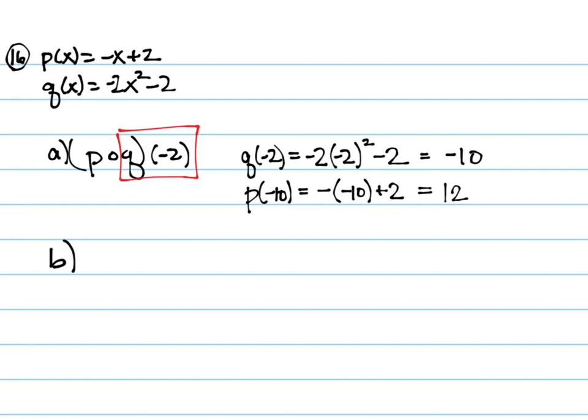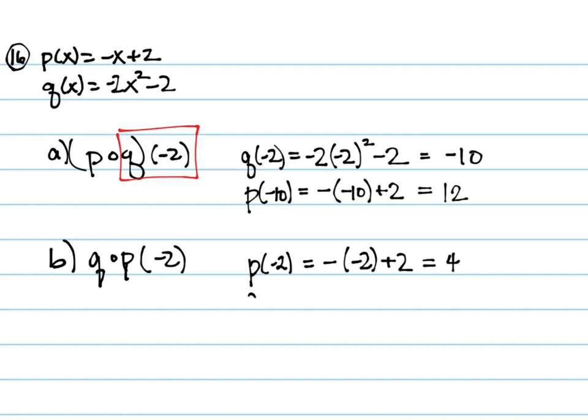On part B, I'm asked to do the opposite order, Q of P of negative 2. So P is where it started. Yeah, P of negative 2. So I have the opposite of negative 2 plus 2. So what's the opposite of negative 2? 2 plus 2 would be 4. And then Q of 4, my new value, would be negative 2 times 4 squared minus 2. So what's 4 squared? 16. 16 times negative 2 would be negative 32, and negative 32 minus 2 would be negative 34. You're welcome to punch them in your calculator to make sure you don't make a simple mistake. You don't need to do it in your head, but yeah, it'd be negative 34.